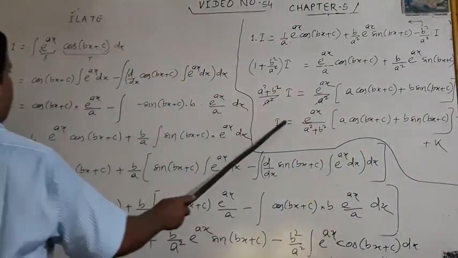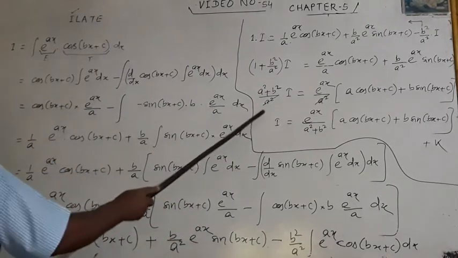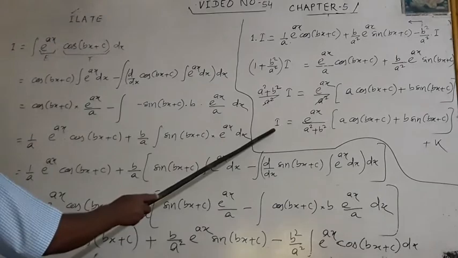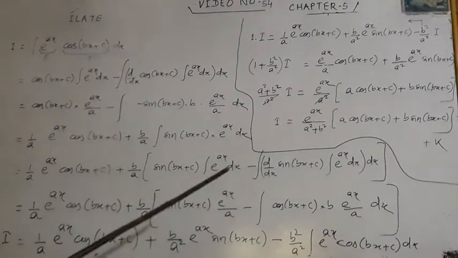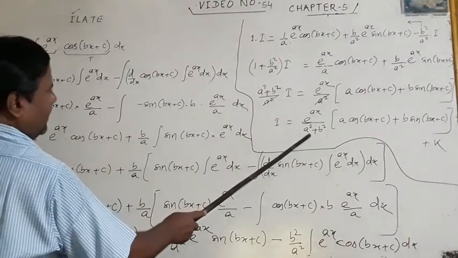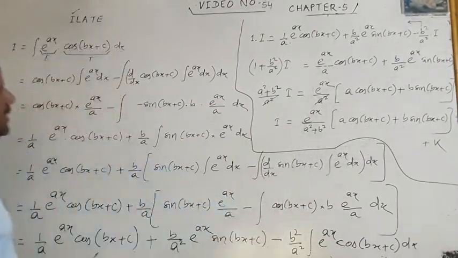And so it becomes what? I, the integral of e to the power x cos(bx + c), is e to the power x by a squared plus b squared times a cos(bx + c) plus b sin(bx + c).